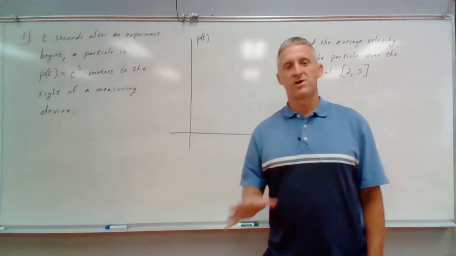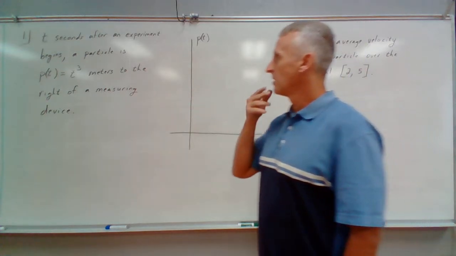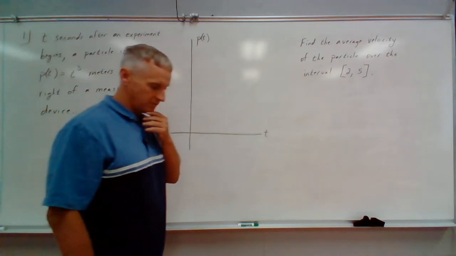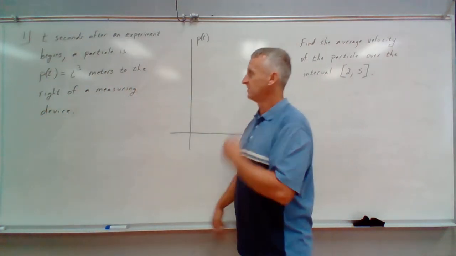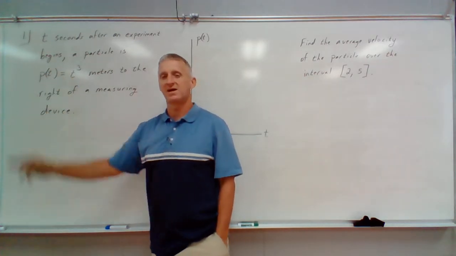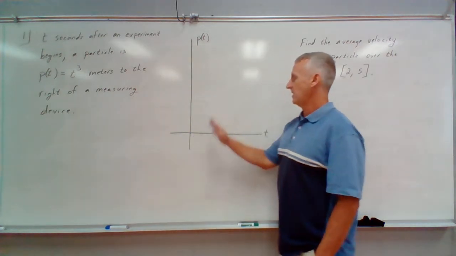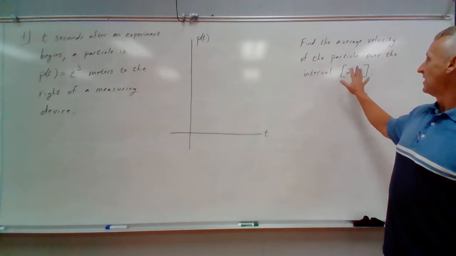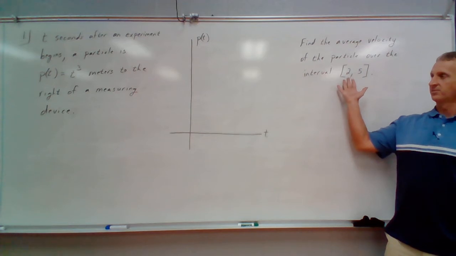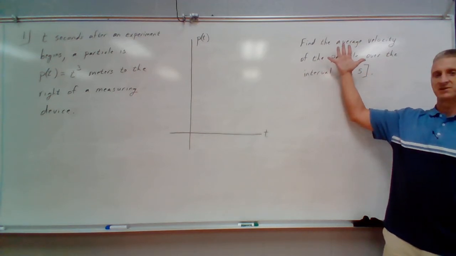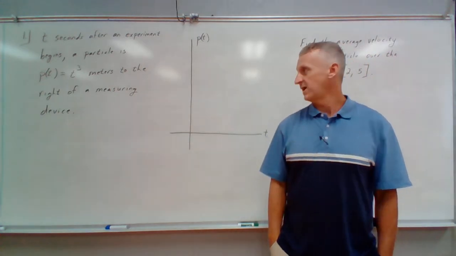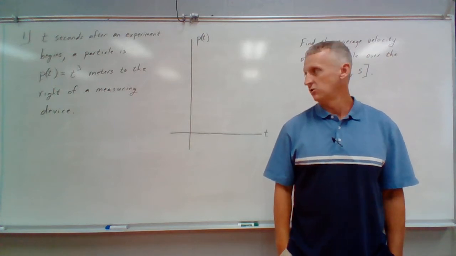All right, it's time for you guys to practice a little. Okay, so here's a problem. T seconds after an experiment begins, we have a particle that's moving away from a measuring device. This function tells you how far away the particle is, where the particle's at any time t. I want you to graph that function, and then I want you to find the average velocity of the particle over this time interval. And when you do that, I want you to represent this concept on your graph. So pause the video, work it out, give your best effort, and then we will go over and have a look at it.